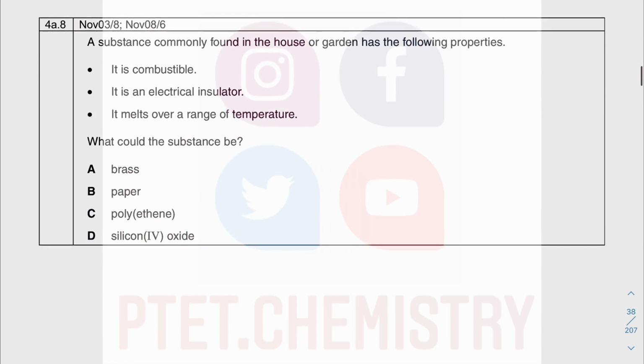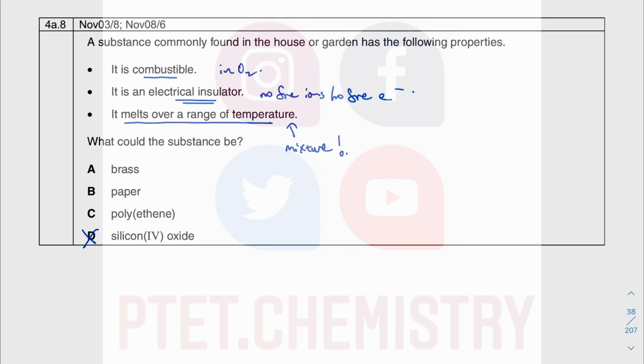So here is just a random substance. It's combustible, so it can burn in oxygen. It's an electrical insulator, so we can say no free ions or no free electrons in whatever state it is. It melts over a range of temperature, so it's a mixture. This one you have covered in O level. When you have a pure substance, it has a fixed sharp melting point or boiling point. The fact that you melt over a range of temperature tells you it's a mixture.